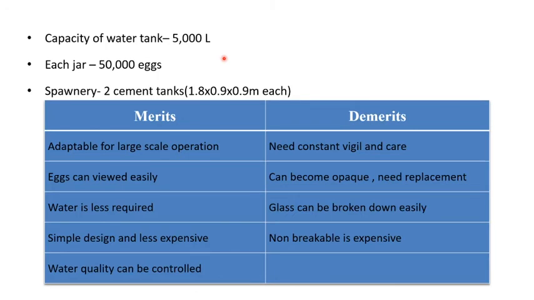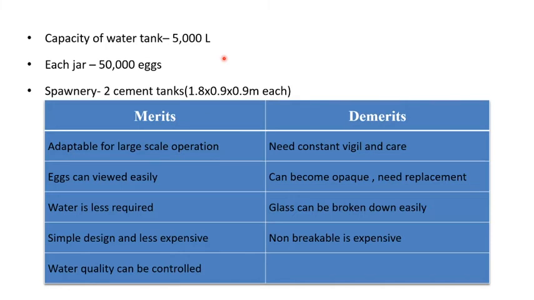The spawnery comprises two cement tanks, 1.8 into 0.9 into 0.9 meter each, which can hold a nylon HEPA measuring 1.65 into 0.8 into 1 meter, projected above the tank, and has an overhead shower for water spray. Each jar can accommodate about 50,000 water hardened and swollen eggs at a time. The water flow rate is maintained at 600 to 800 ml per minute. This was earlier a very successful system, but hatchery jars are now obtained against orders only.